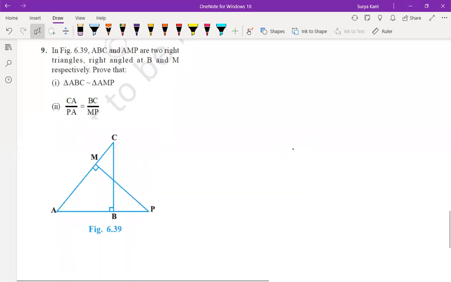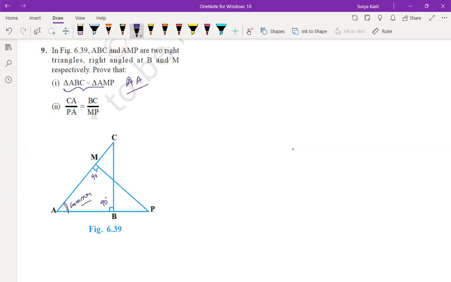ABC. So by AA similarity we can do, right? By AA similarity. How? Angle M. In these two triangles, in triangle ABC angle B is 90 degree and in triangle AMP, this is 90 degree. The first angles both are equal, 90 degree. And second part, in both these triangles ABC and AMP, angle A is common.